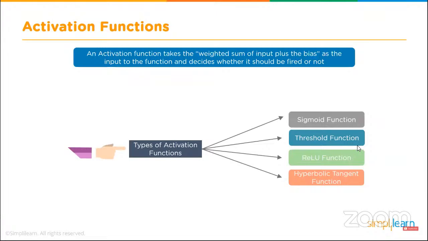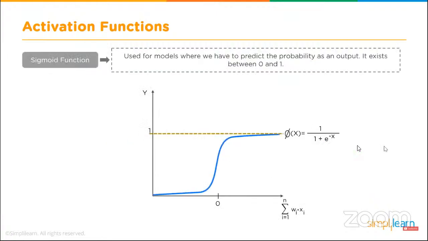However, while sigmoid goes from 0 to 1, hyperbolic tangent goes from -1 to 1. And here again, the change from -1 to 1 is gradual and not like the threshold or step function, where it happens instantaneously. So let's take a little detailed look at some of these functions. Let's start with the sigmoid function.